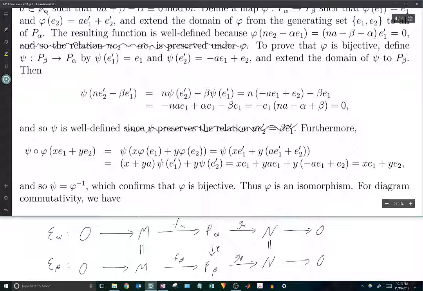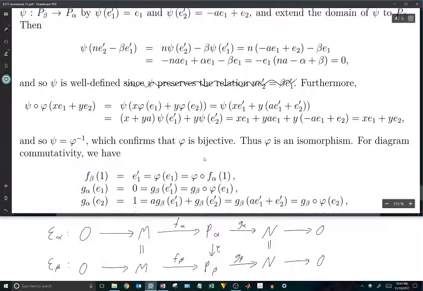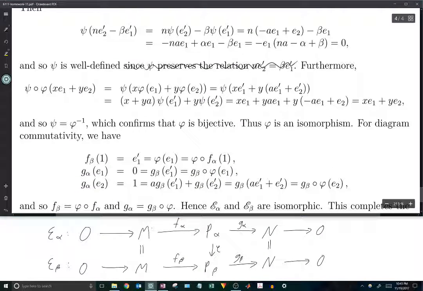Now all we need is commutativity of these boxes, and for that we have f beta of 1 will be e prime, but that's equal to phi of e1, which is phi composed with f alpha of 1, and since 1 generates m, f beta is equal to phi of f alpha. Now, here g alpha of e1 is 0, which is g beta. Oh, that kerning is really bad, but I wanted to line them up in some way, so I had to. So 0, but that's g beta e1, which is g beta of phi of e1.